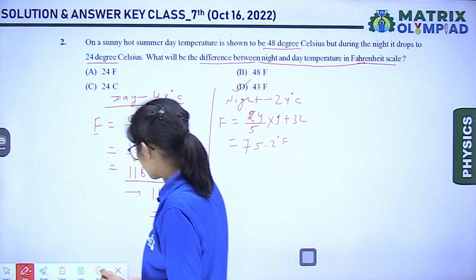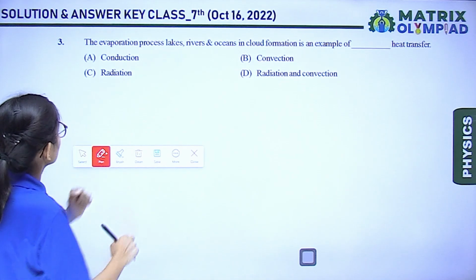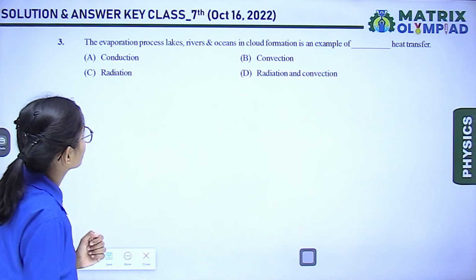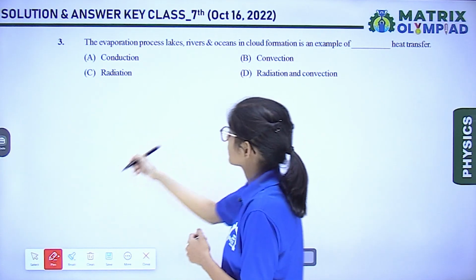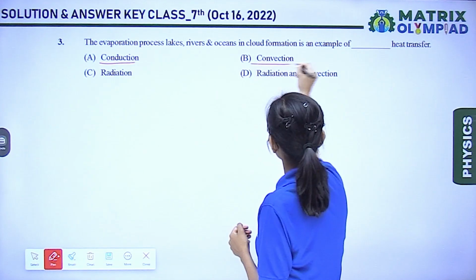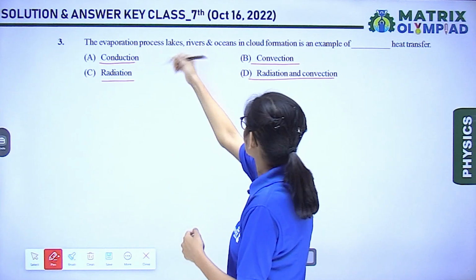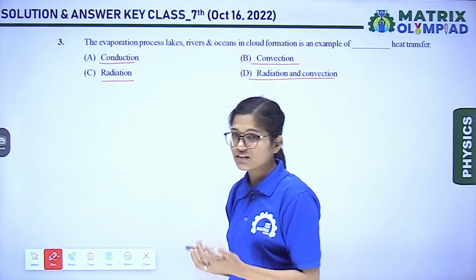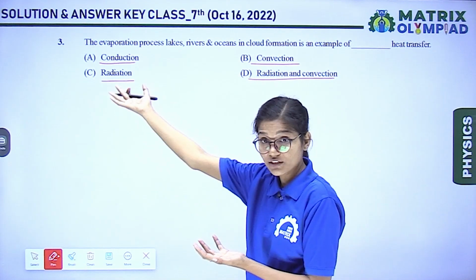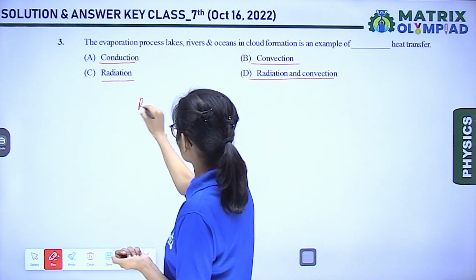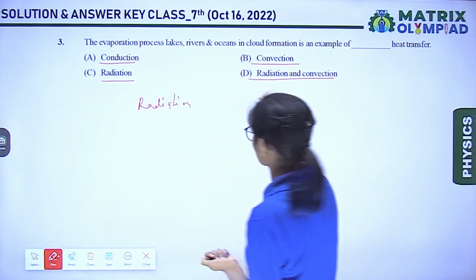Now let's go to question number 3. In question number 3, the evaporation process, lakes, rivers and oceans, and cloud formation is an example of heat transfer. The first option is conduction, then convection, then radiation, and then radiation and convection. The lakes, rivers and oceans get heated up due to the sun's heat, and the sun's heat reaches the surface of the earth by which method? That is radiation. So radiation is used in this.